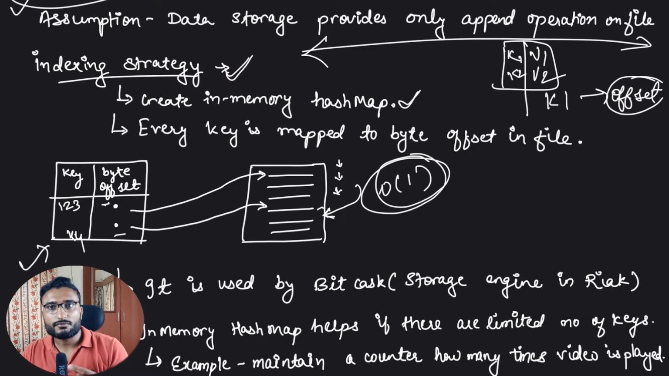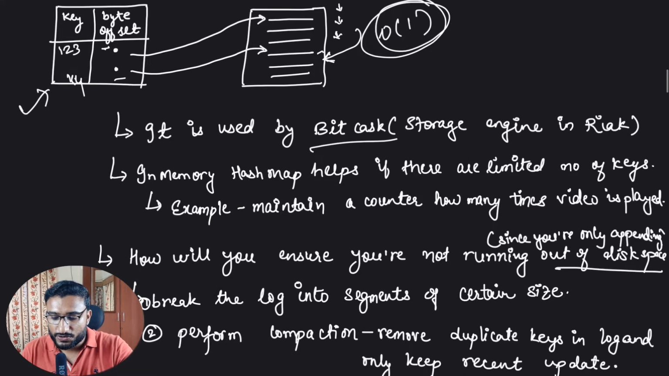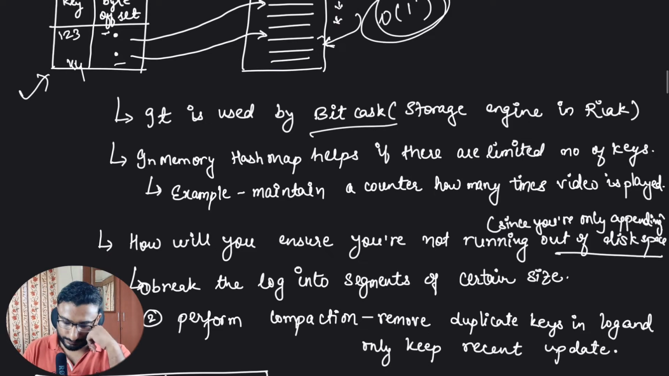Samjhe baat? So from O(n), we have made it O(1). Optimization ho gaya read mein. So this is what we were looking for, and this is actually used by Bitcask as well, which is the storage engine for Riak.